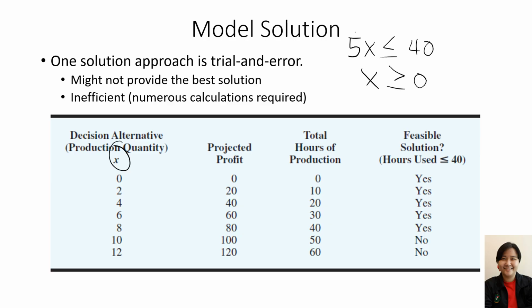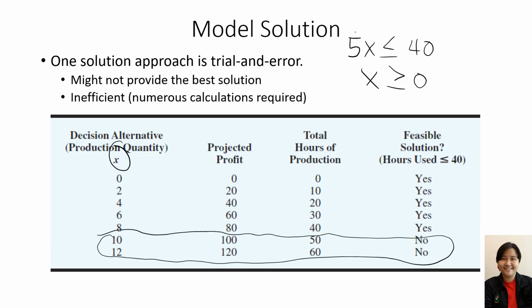Now, if you're going to look at this table, the last two decision alternatives do not meet the first constraint because the total hours of production, 50 and 60, are greater than 40. Therefore, if you're going to ask, is it a feasible solution? The answer is no, because they are infeasible. Therefore, we can only choose from alternative x equal to 0 until x equal to 8.